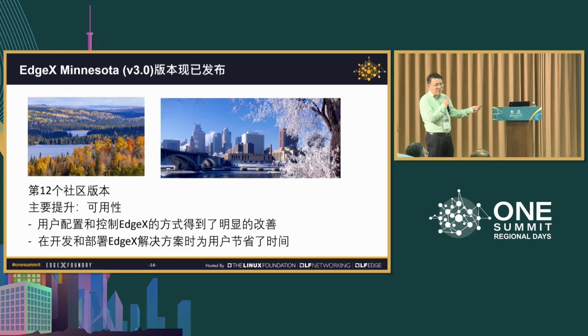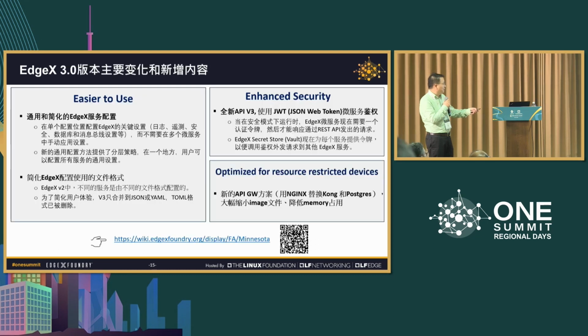Here is about the new release 3.0, Minnesota. Time is very limited and I have run out of time, so I will quickly go through. EdgeX 3.0 was released at the end of May. There are 3 key improvements compared with the release 2.x. First, it is easier to use. The second is enhanced security. There are more and more requirements on security, so we introduced enhanced security features in EdgeX 3.0.